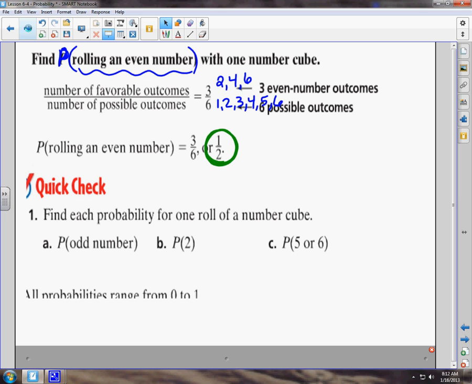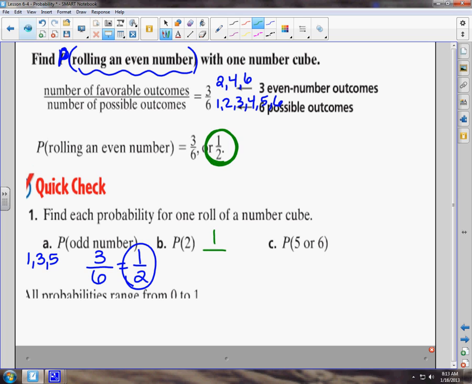Find each probability for one roll of a number cube. So the probability of an odd number would be rolling a 1, a 3, or a 5. So that would be 3 out of a 6 total, which is 1/2. The probability of rolling a 2 is there's only one 2, so it would be 1 out of 6 total. So it would be 1/6. And then the probability of a 5 or a 6, I could get 2 different outcomes. So I would have 2 out of 6, which equals 1/3.